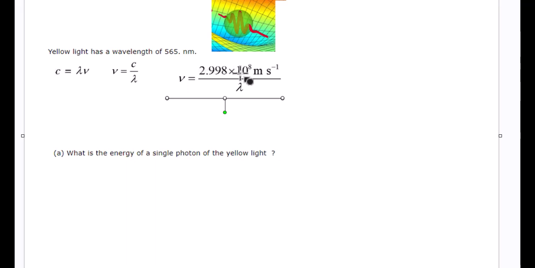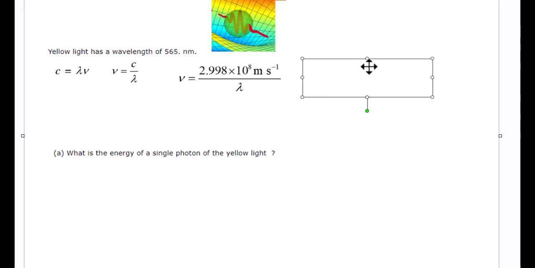So you can make it almost to the moon in 1 second if you're riding on a photon of any wavelength of light in a vacuum. And we're given the wavelength here, which is 565 nanometers. So we're ready to start plugging things in to solve for the frequency.